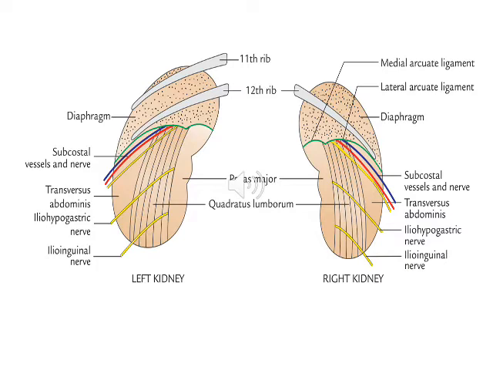Posterior relations to both kidneys are the same, except that the 11th and 12th ribs are both related to the left kidney, but in the right kidney only the 12th rib is related posteriorly. As I told earlier, behind the diaphragm the kidney is related to the lung, pleura and costodiaphragmatic recess, which can be damaged during nephrectomy.